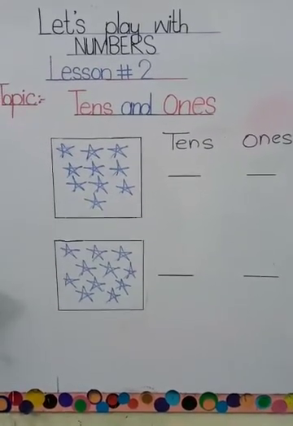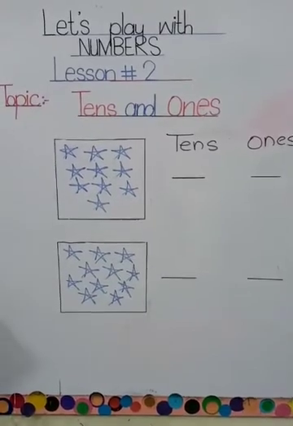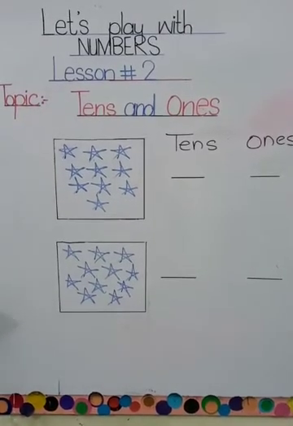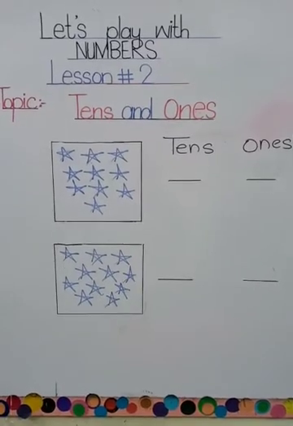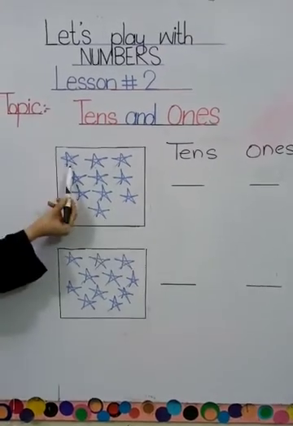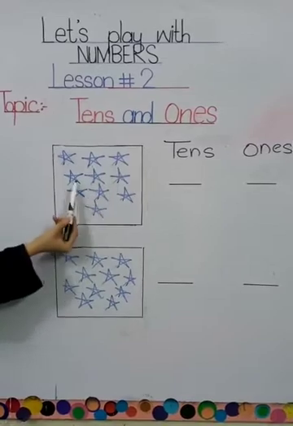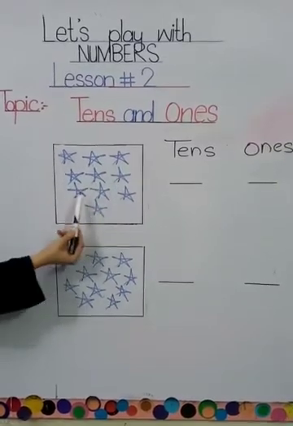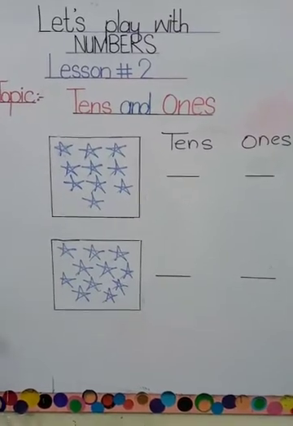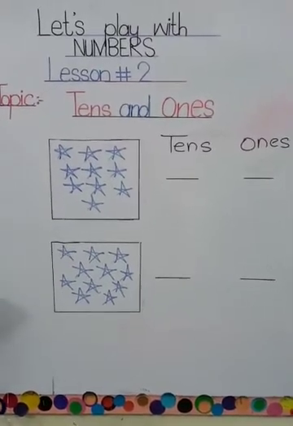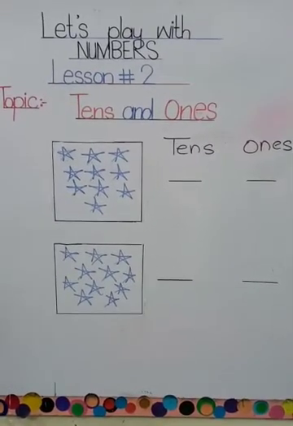Let's make a group of 10 and write the numbers. Now we have a box full of stars. Let's count and make a group of 10. 1, 2, 3, 4, 5, 6, 7, 8, 9, 10. How many stars are there? 10 stars. Now let's make a group of 10.